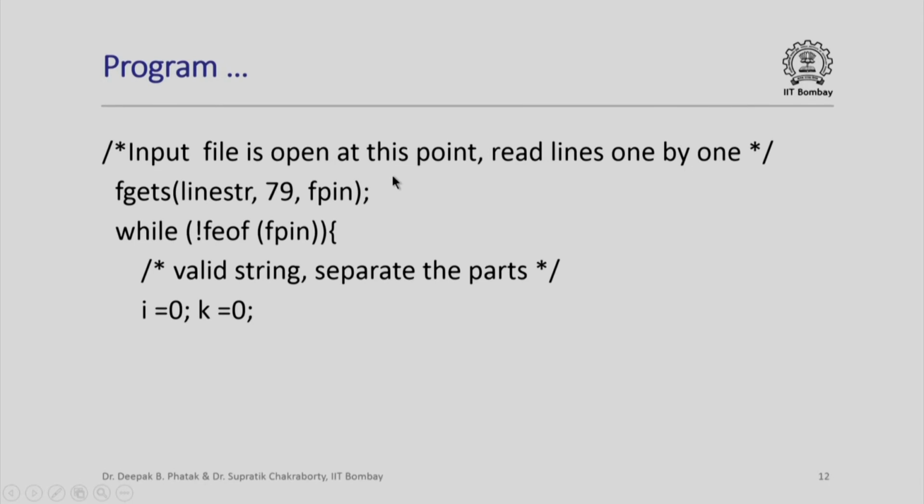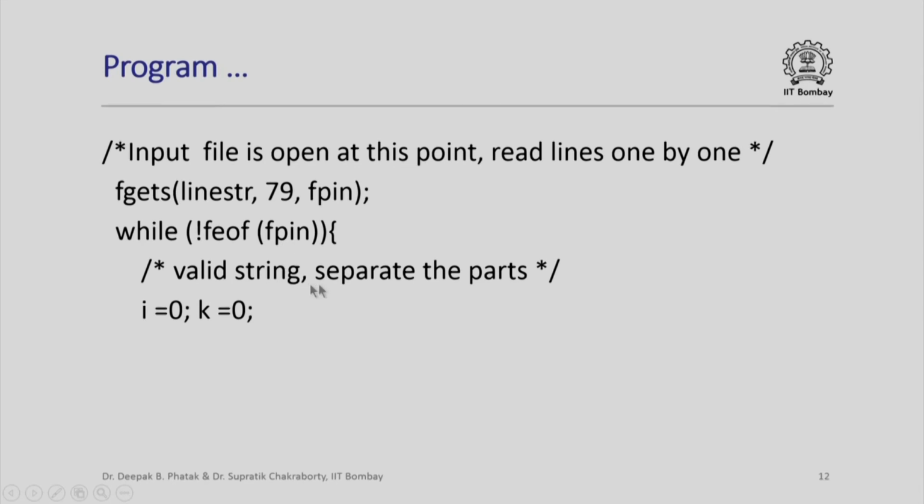So, as per our program logic, we have to read lines one by one. Before setting up the loop, we first read the first line. fgets is the function that we use. Notice that fpin is the last parameter, that means from this file read a line into line string at most 79 characters. Why? Because line string is only 80 characters long. Now, we have the while loop which says if not feof of fpin, that means if the input file fpin has not ended, then I proceed with the loop.